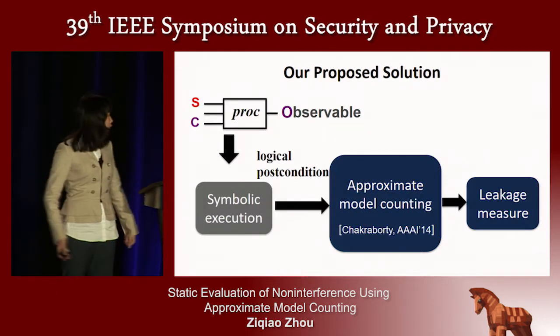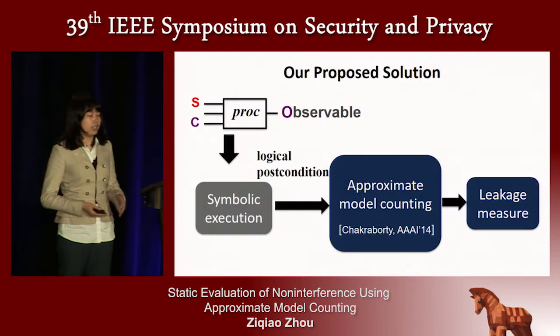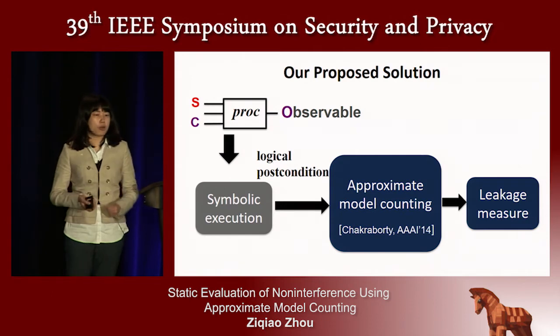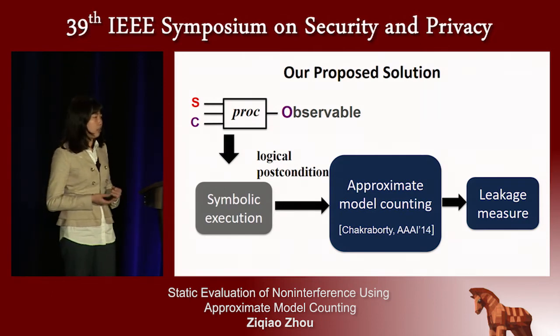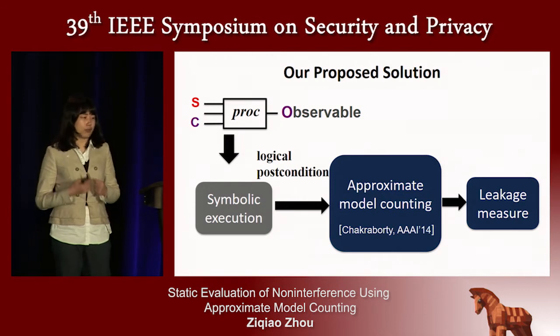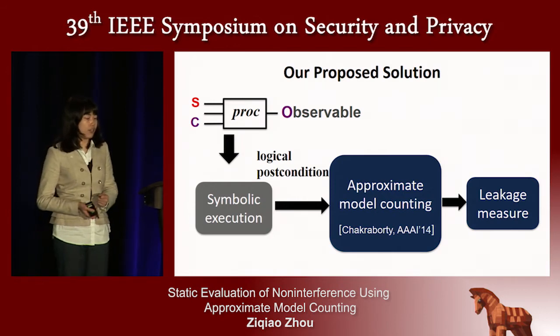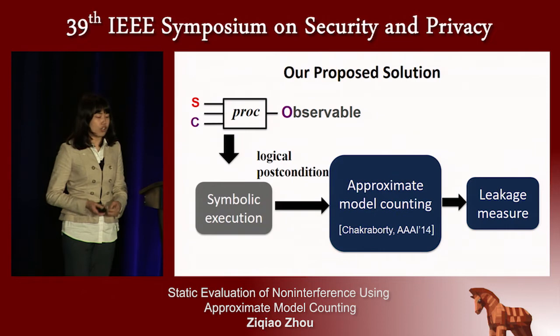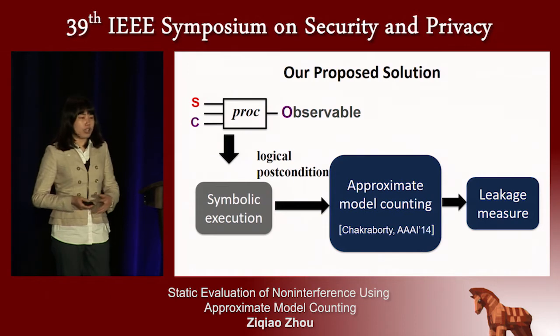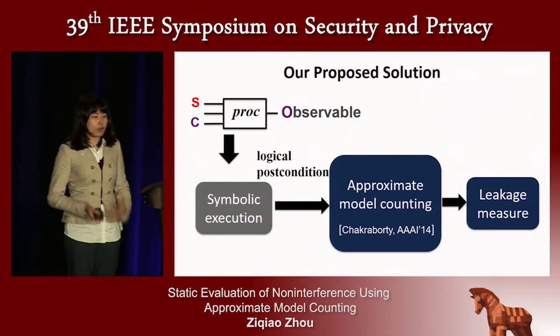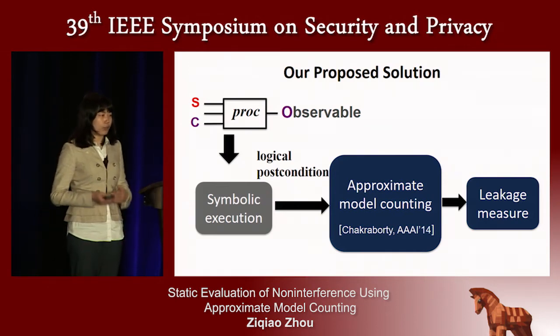To solve those challenges, we propose a new framework to help developers understand the information linkage. We first extract a logical postcondition about the procedure using symbolic execution, and then feed this postcondition to approximate model counting to quantify the interference. Finally, we use the quantified interference to summarize the information linkage of your procedure.